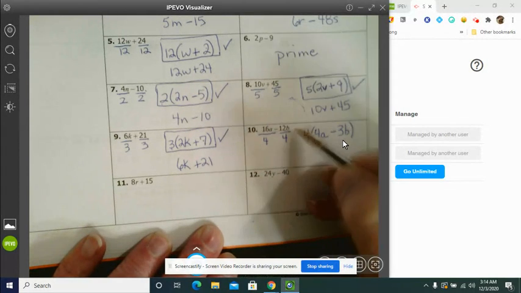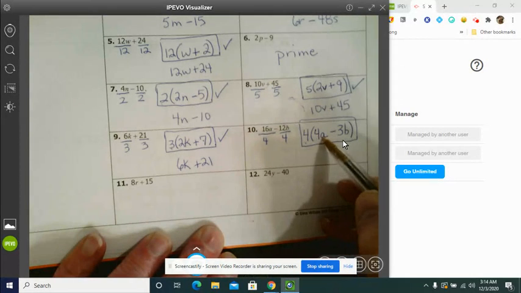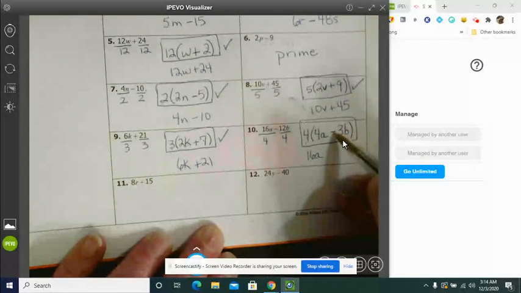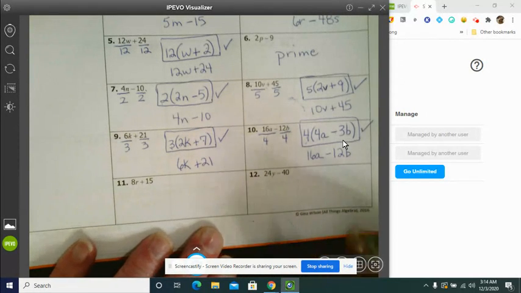So now I'm going to check it. 4 times 4a becomes 16a. 4 times negative 3b becomes negative 12b. And that is what I had, so my answer checks.